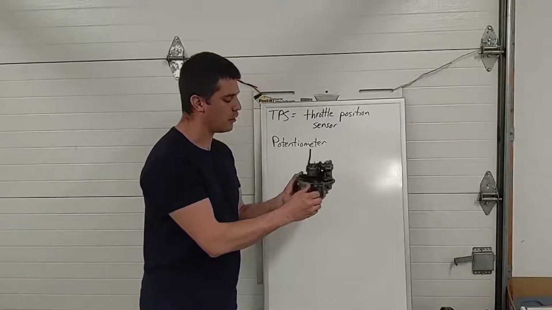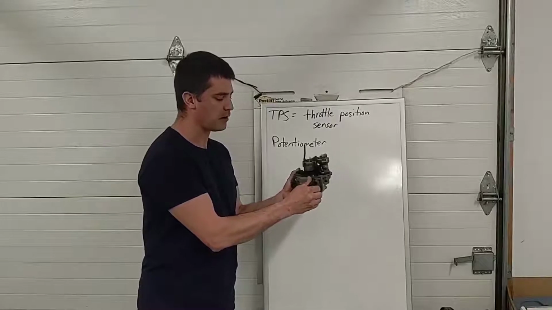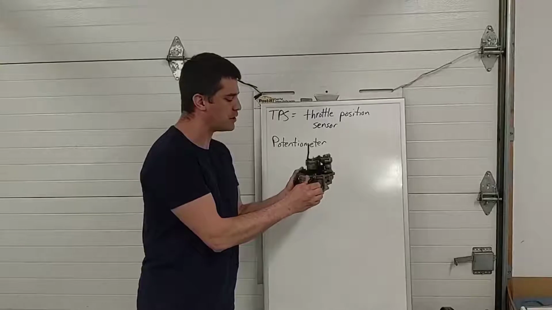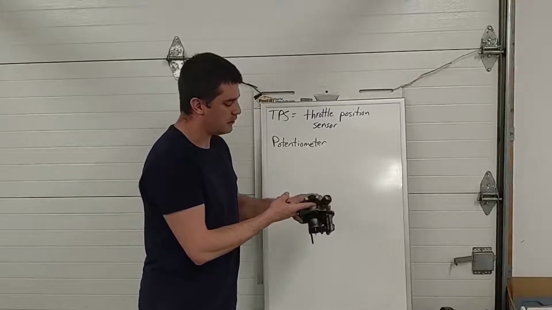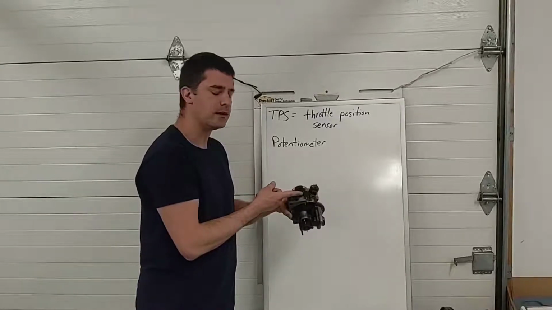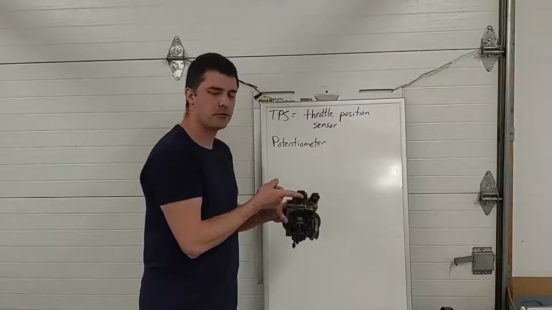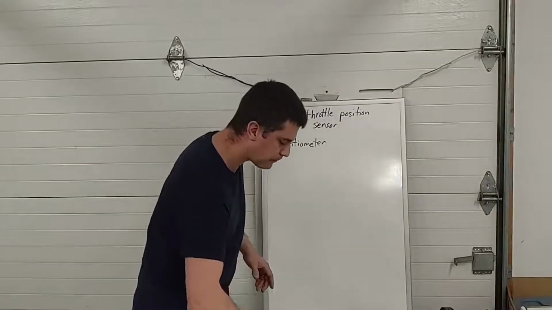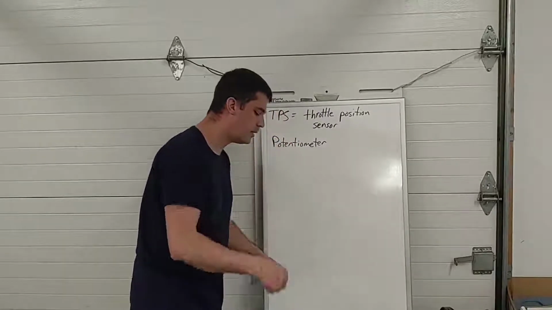So the computer wants to know where the throttle is, so it needs to know if it needs to downshift or if it's allowed to upshift. Okay, so the TPS plays a big role in air-fuel ratio management and also in transmission control in automatic vehicles. So it's kind of an important sensor.